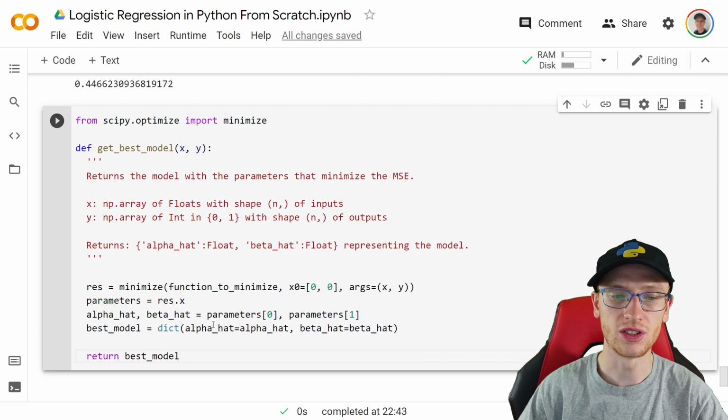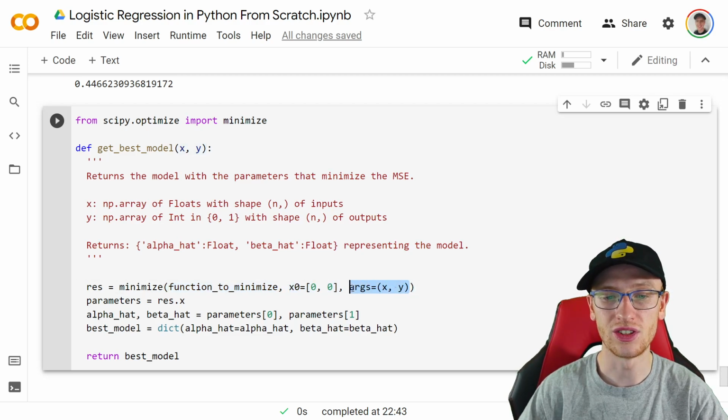Okay, so this is kind of weird. Basically, we're calling this minimize thing. We're minimizing this function. We're passing starting values for alpha hat and beta hat. And we also need to send off to this weird thing the arguments, which is the inputs and the outputs. And we'll see why shortly. We can get the parameters back, and then we'll just return the best model.